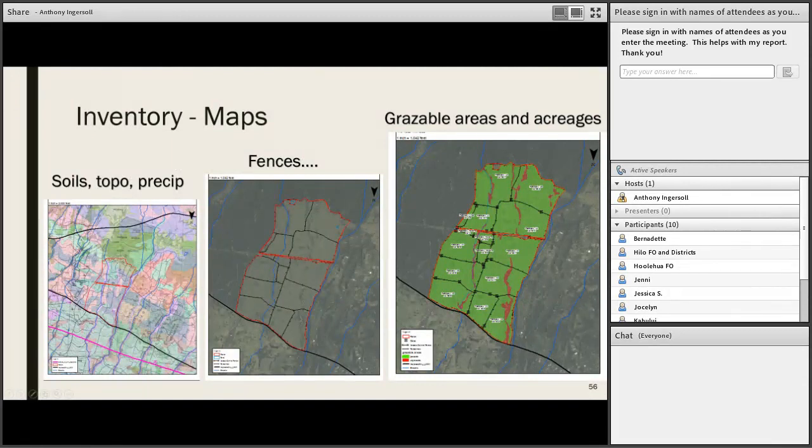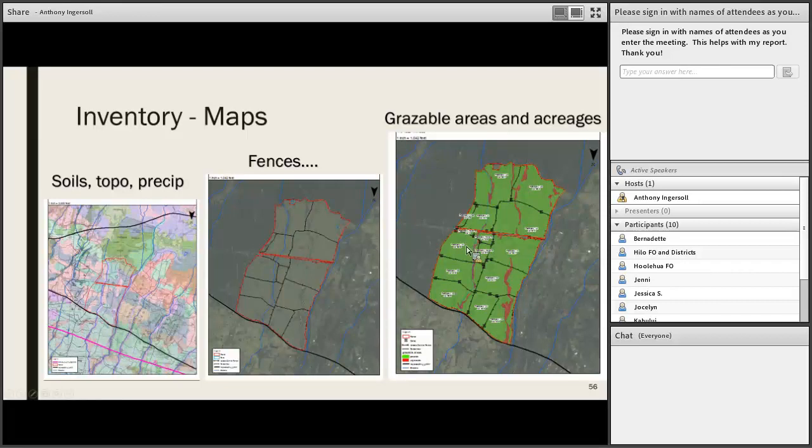So in our inventory maps, these are just some examples. You can start out, when you have your TMK lines, with getting your basic soils information, looking at how much diversity you have out there, what's the approximate rainfall, and then looking at an aerial image for what you can start to pick out. In this example, I've got the fence lines pretty much drawn in here.